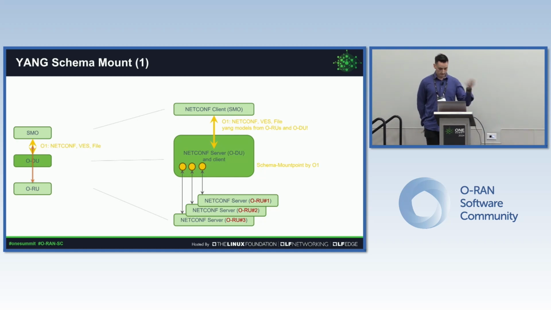I tried to depict there that the models from the ORU are part of the models exposed by the ODU somehow. And how is this done? The ODU needs to have a NETCONF client, to terminate the Open Fronthaul M-plane interface from the ORU, to read the data which is coming from the ORU and mount or embed that into the data model which it exposes via O1. This is the mechanism called YANG schema mount, and it is used in the specifications of the YANG models from working group 10, for the O1.